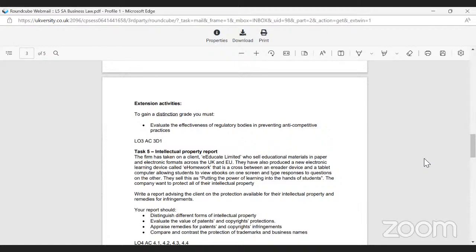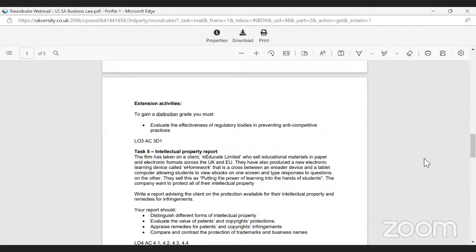Okay. So task 5, this is on the intellectual property report. The firm has taken on a client, Educate Limited, who sell educational materials in paper and electronic formats across the UK and EU. They also have produced a new electronic learning device called eHomework that is a cross between an e-reader device and a tablet computer, allowing students to view e-books on one screen and type responses to questions on another screen. They sell this as putting the power of learning into the hands of the students.